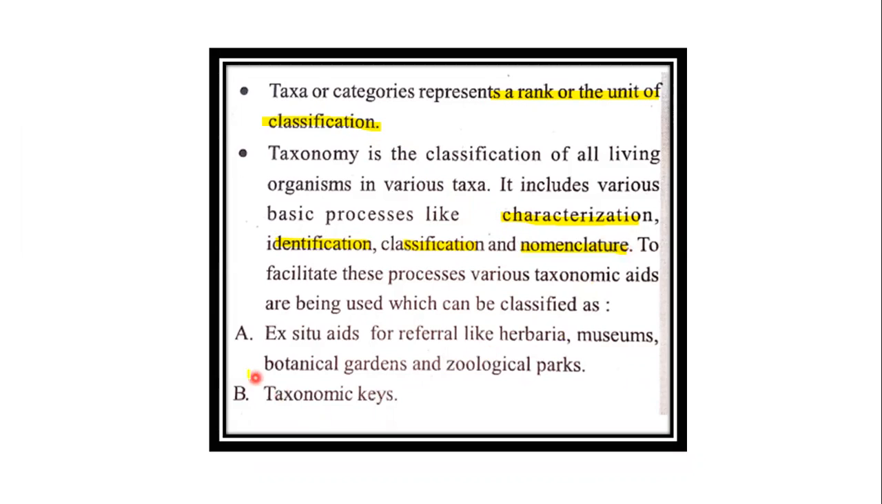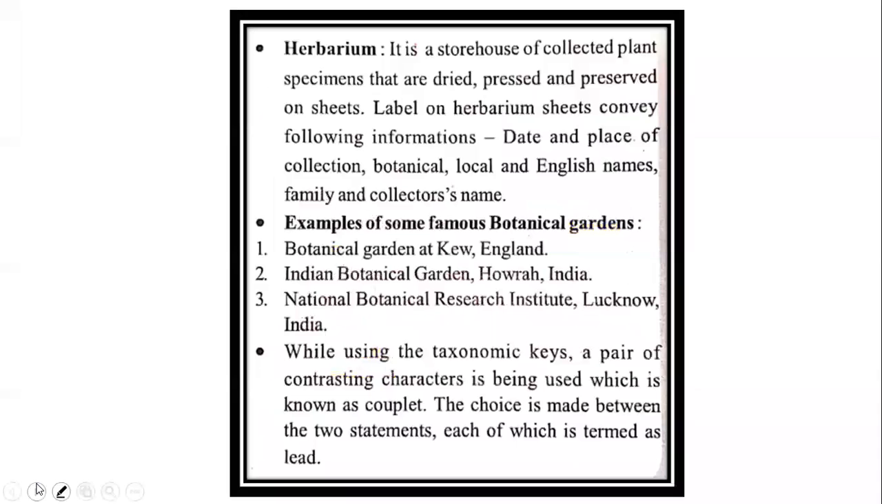To facilitate this process, various taxonomical aids are used, like herbarium, museums, botanical gardens, and zoological parks. All these are taxonomical aids, and those are very important. Another one is taxonomical keys. These taxonomic aids are some of the most important topics, right? So then what is a herbarium?